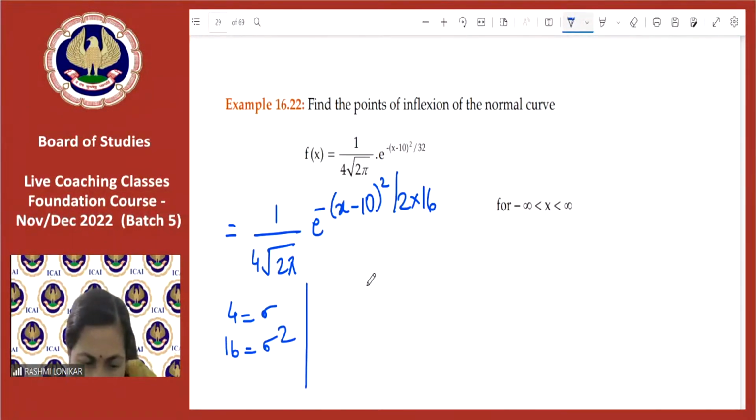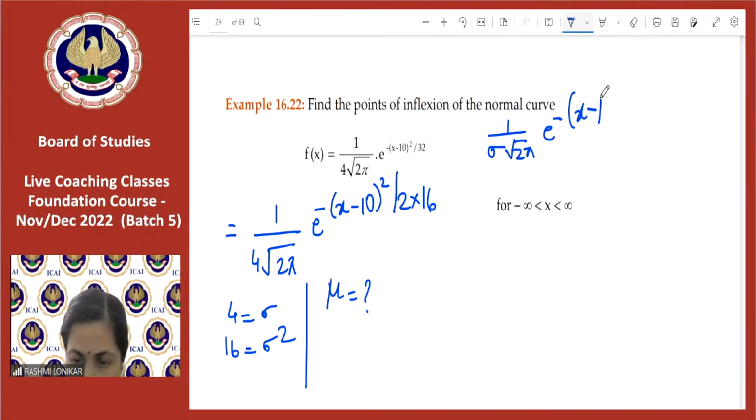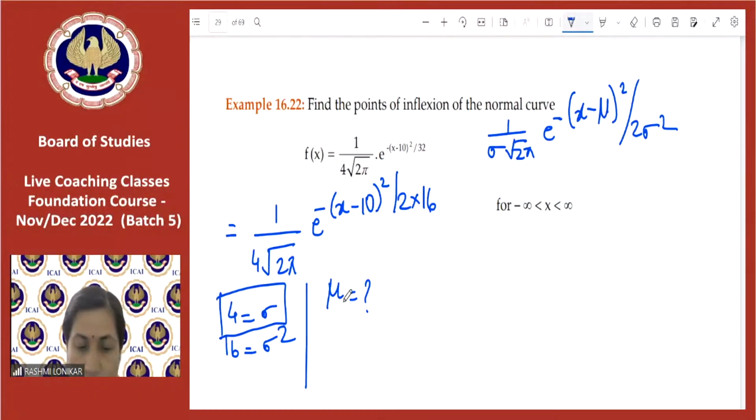So this gives me the value of sigma. What is the value of mu? What is the formula? We have 1 upon sigma square root of 2 pi e raised to minus (x minus mu) whole square upon 2 sigma square. So I have found out from here that mu is equal to 10, sigma is equal to 4. What will be the value of mu?